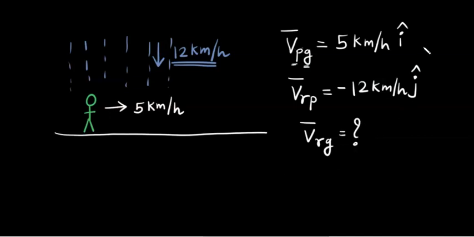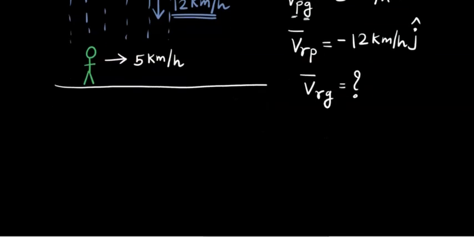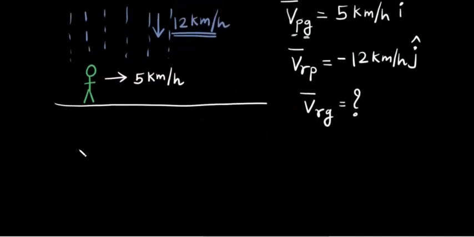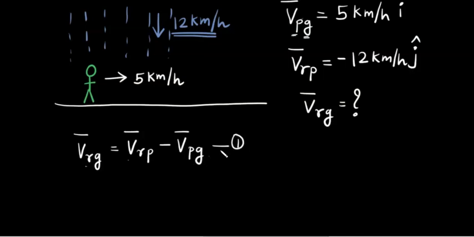Now we already know, we have seen this formula, that if you want to find out the velocity of rain with respect to ground, I can write it as velocity of rain with respect to the person minus velocity of the person with respect to ground. So I can write this as V bar Rp minus V bar Pg. So this is the equation for us.